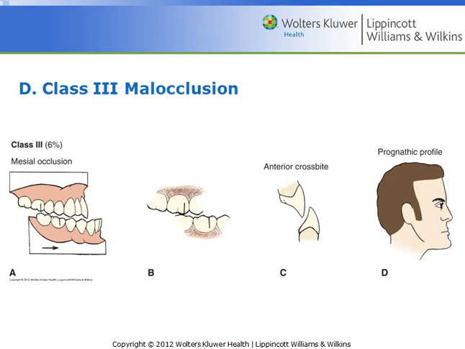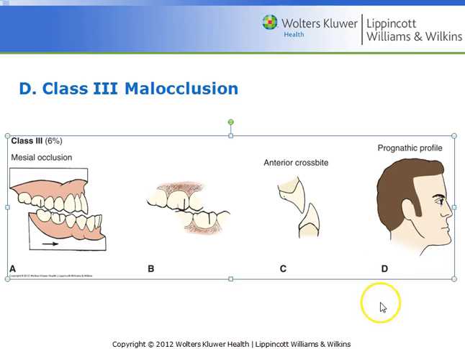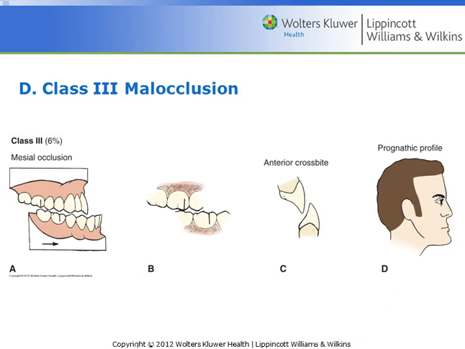This slide shows a class 3 malocclusion. That is where the lower jaw is more anterior than the upper jaw. You can see the mandible is prognathic, where the lower jaw sticks out, just like that picture just did. There is generally an anterior crossbite, but not always. The mandible could be retruded.